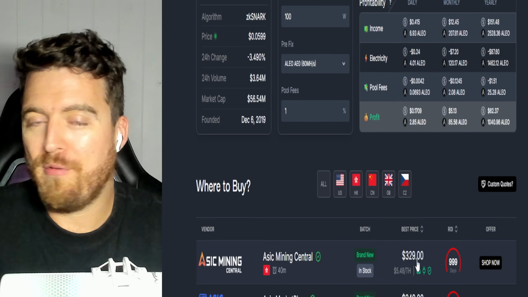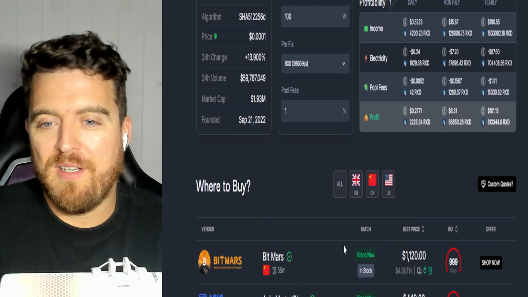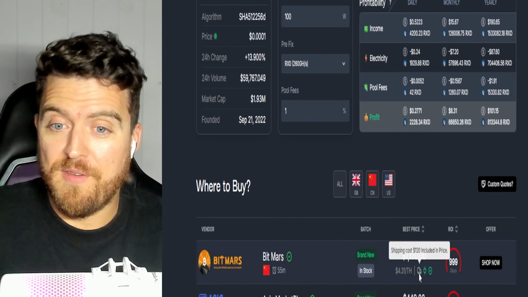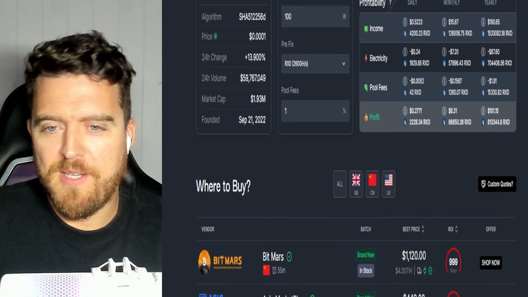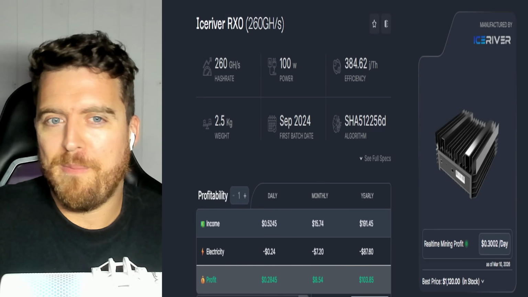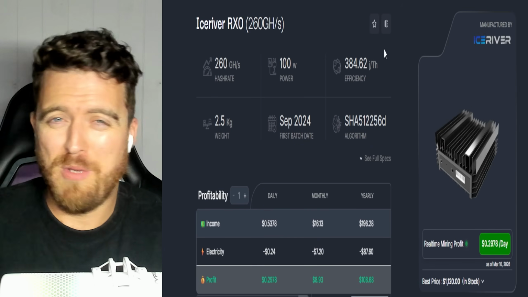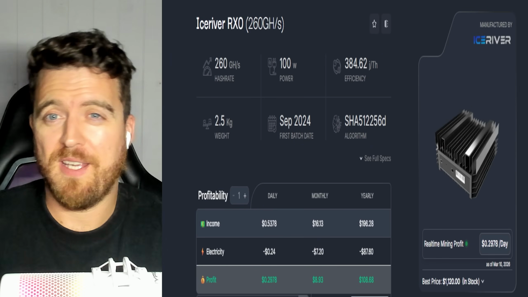Now, the only advantage of these really is that they're easy to set up, and they're cheap, right? 330 bucks. What's this one? Well, there you go, not so cheap. Well, I don't know what Bitmars is doing there, but about 450 bucks, 500 bucks, you can get this RXO. Probably even cheaper if you wanted to get it secondhand.